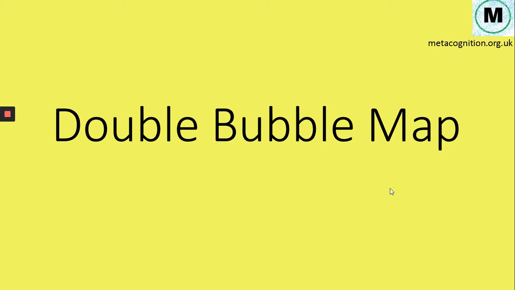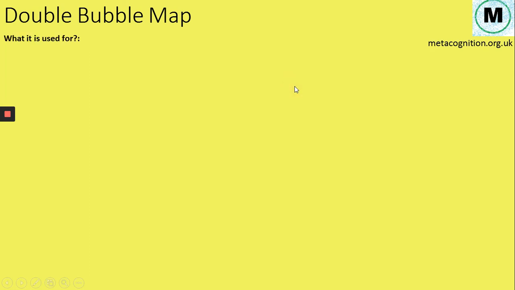So hopefully you've had a look at our other videos and our guide on how to use graphic organizers. And if you have, you'll be ready to learn about the double bubble map. In this video, I'm going to tell you what it is, what it looks like, and how you use it. So firstly, a double bubble map.